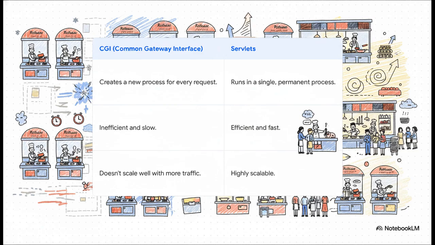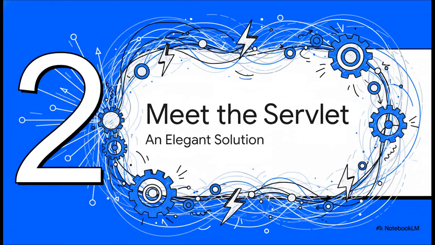Imagine a restaurant. With CGI, it was like every single time a customer placed an order, the restaurant had to build an entirely new kitchen from scratch, cook that one meal, and then tear the whole kitchen down again. I mean, you can just imagine how incredibly slow and wasteful that is. It just doesn't scale at all. So, yeah, people needed a better way, a much more efficient model, something that could handle tons of requests without just completely falling over. And that elegant solution was the Java servlet.